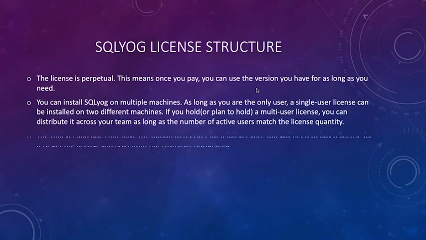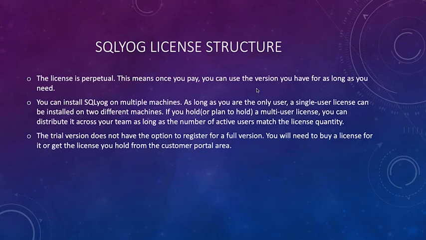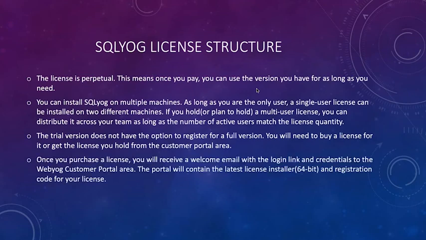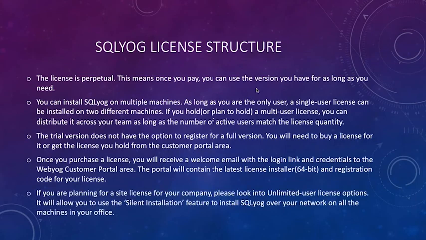Now, the license is perpetual, so you can use it for as long as you need. Once you have purchased the license, you will not be able to register it on the trial version. You will need the full license installer that will be available in the WebYog customer portal area to install and register your license. And once you purchase the license, you will get a welcome email with the link and the credentials for the portal.